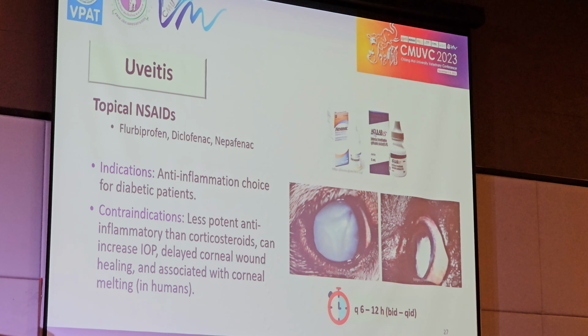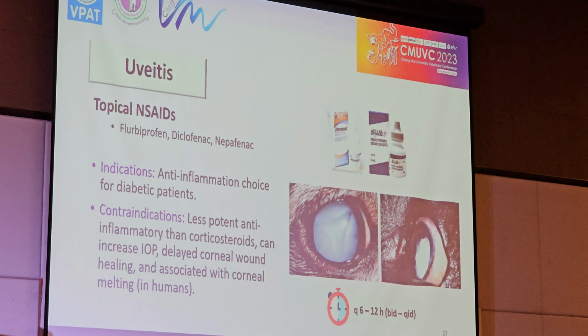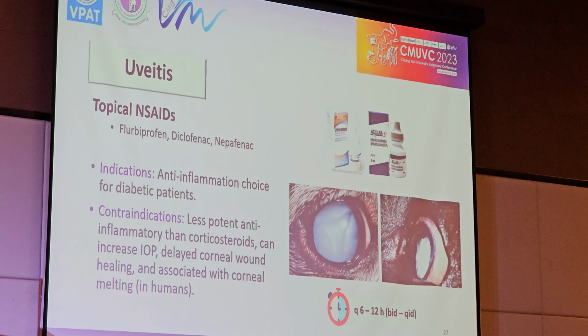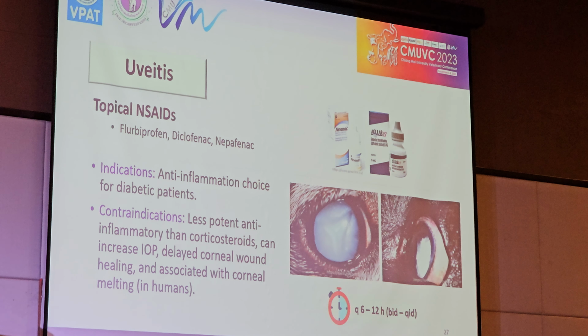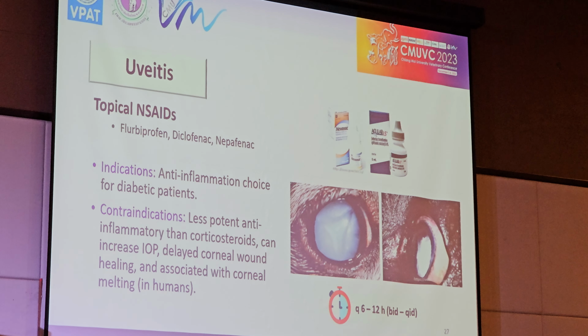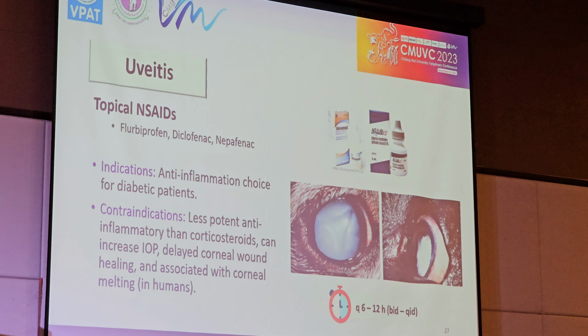of use are that they are less potent anti-inflammatories than the corticosteroid, and can increase intraocular pressure, delay corneal wound healing, and are associated with corneal melting in humans. The frequency of administration can be about 2 to 4 times daily until the ocular inflammation signs are already gone.